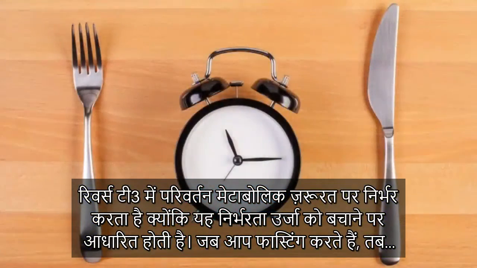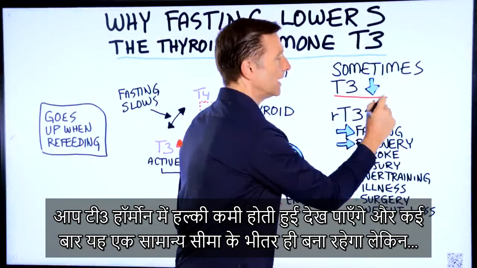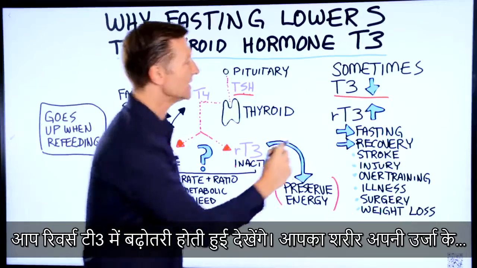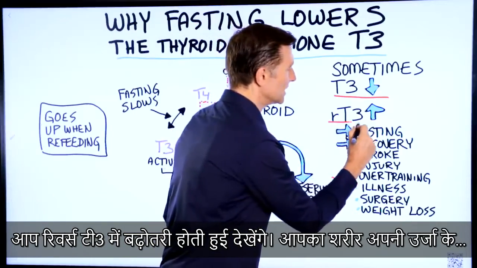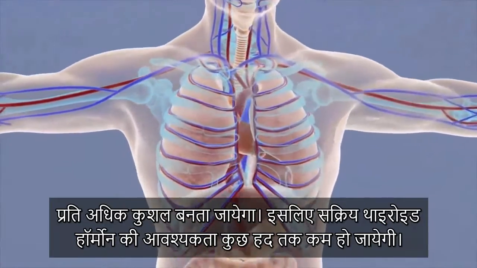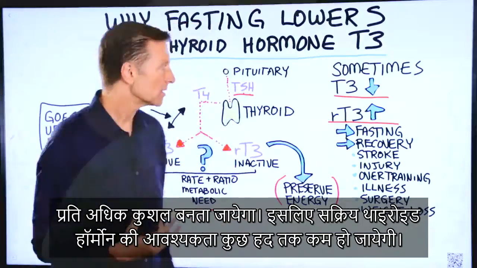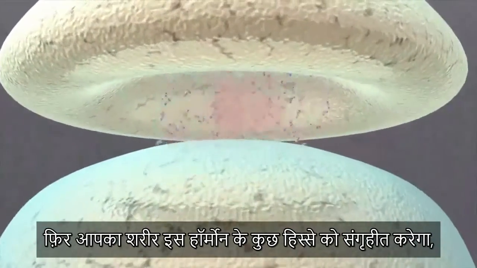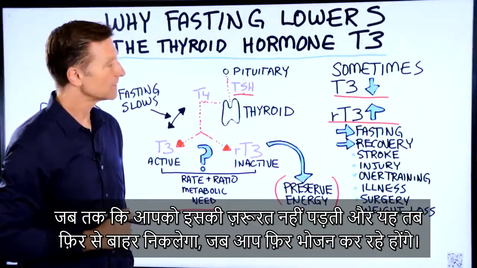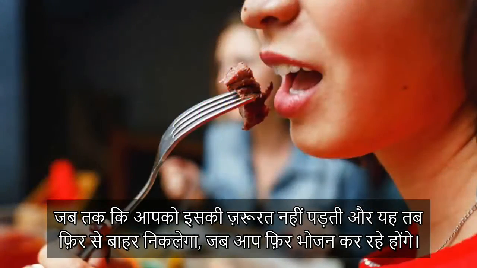When you do a fast, you may see a slight decrease in T3, and many times it'll still be within the normal range, but you're going to see an increase in the reverse T3. Your body is simply becoming more efficient with its fuel. So the need for the active thyroid hormone is going to be a little bit less. The body will then put some of that hormone into a little bit of a reserve until you need it. And it'll be released once you are refeeding and you eat again.